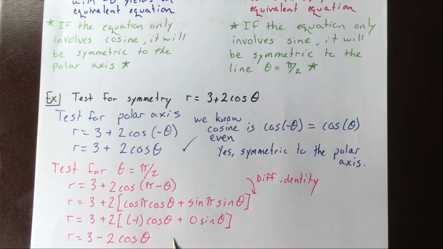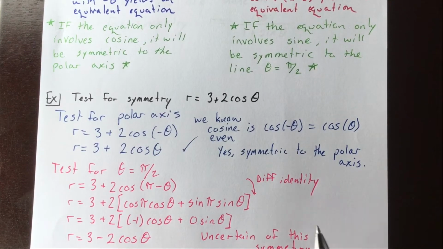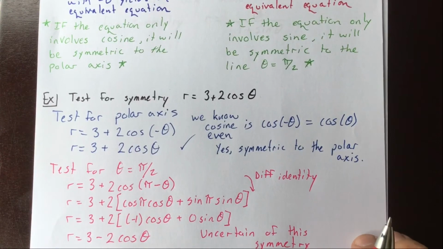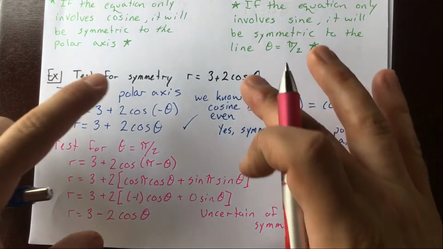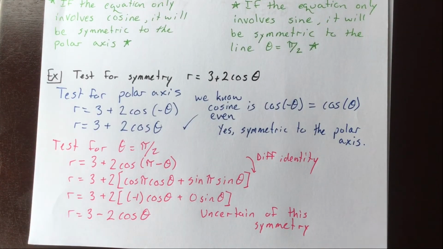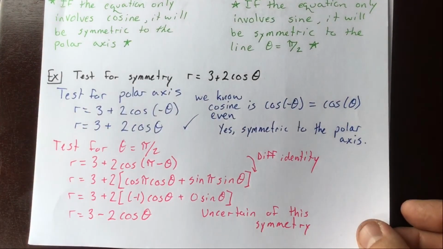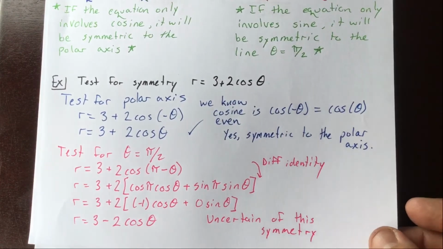So what we can say here is we're not going to say it's not symmetric. It's just uncertain. Uncertain of this symmetry. And I'll explain why in a little bit. So we know for a fact that this curve is symmetric to the polar axis, and we're uncertain about the other symmetry with the line pi over 2. Moving on. The two ways of testing polar axis, and the line theta equals pi over 2.